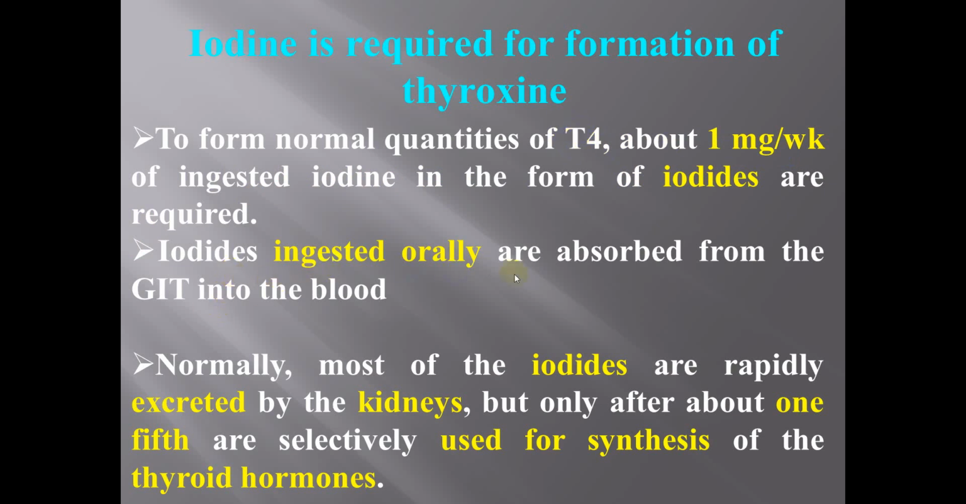Iodides are ingested orally and absorbed from the GIT into the blood. Okay. Normally, most of the iodides are rapidly excreted by the kidneys, and only about 1/5 is selectively used for synthesis of the thyroid hormones. Then 4/5 of the amount of ingested iodide gets out by the kidney, and only 1/5 is used for synthesis of thyroxine.